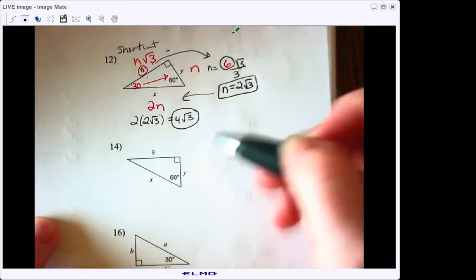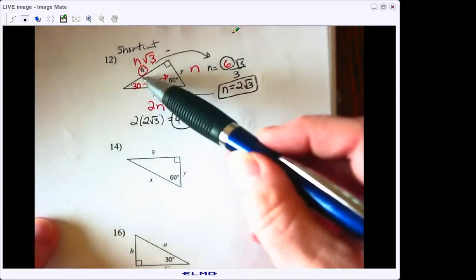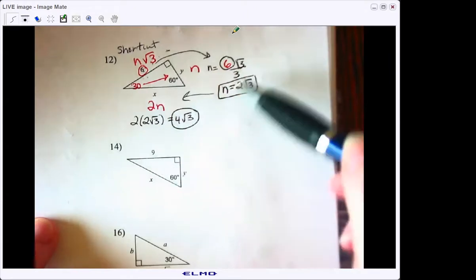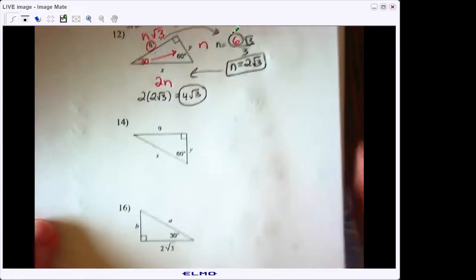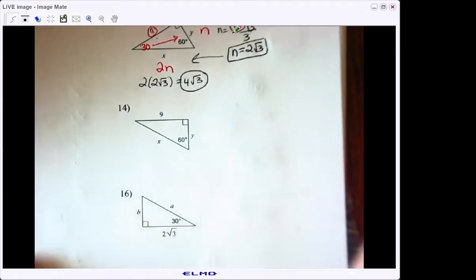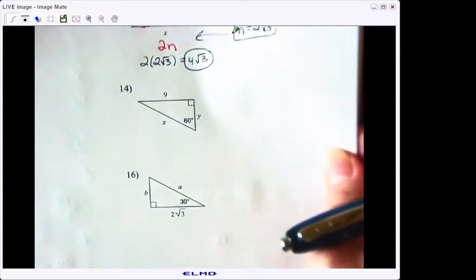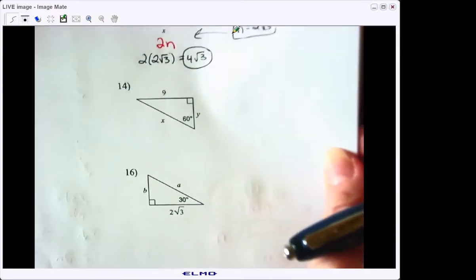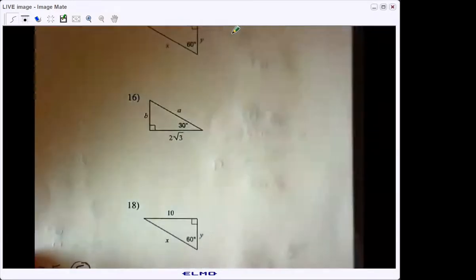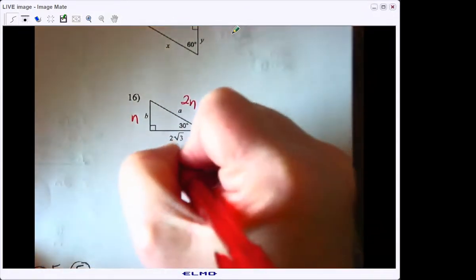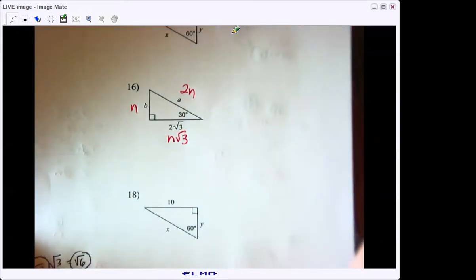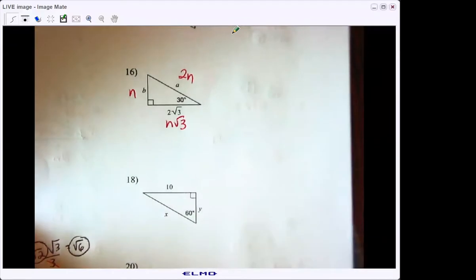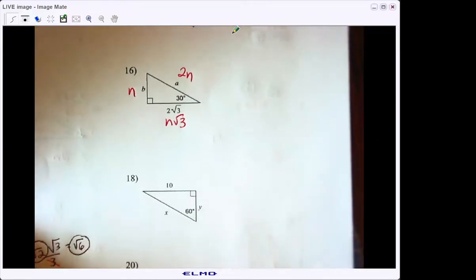Okay. 14 is very similar, but instead of a 6, you have a 9. So we're going to repeat the same thing. Okay. Number 16 is nice because that does have a root 3. You can identify n. Meaning this would be n, 2n, and n root 3. So that's a nice one. Let's do 18. We'll try to cut it short today, a little bit.